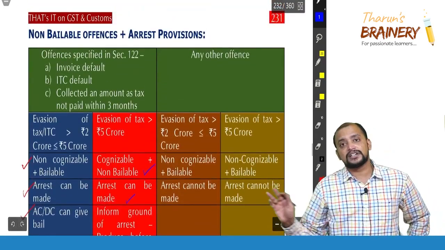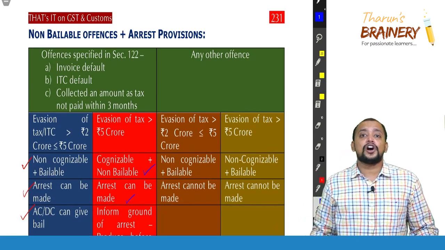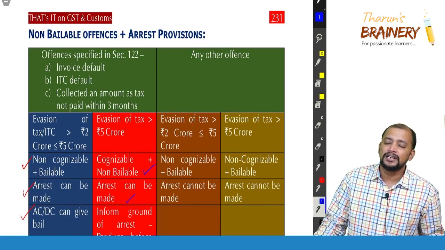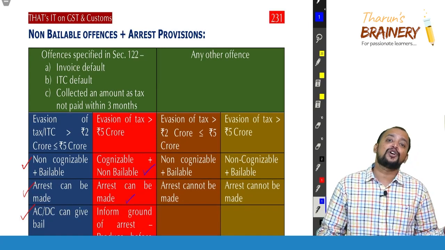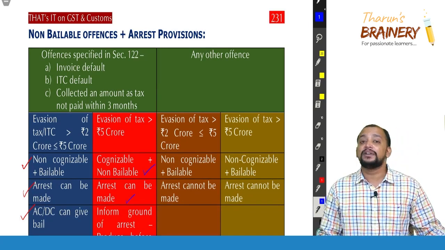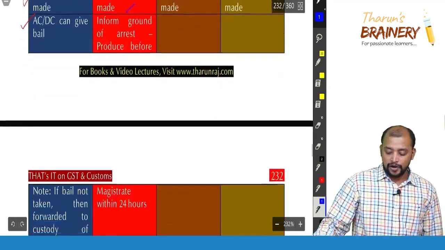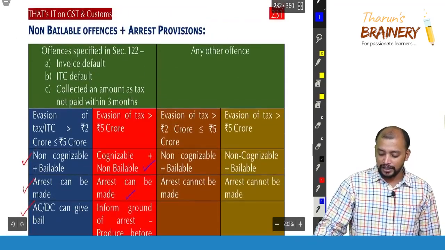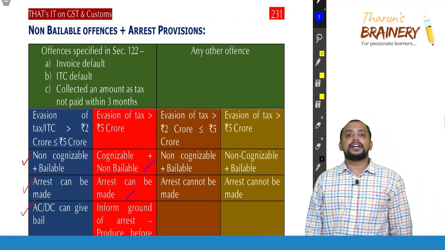All other offences will not lead to arrest and these can be called non-cognizable plus bailable. But first of all, when arrest itself is not there, then what is the point in calling it bailable? But in your study material, it is given that way. That way you remember. All other offences are non-cognizable plus bailable. Okay. With this, offences and penalties is over.